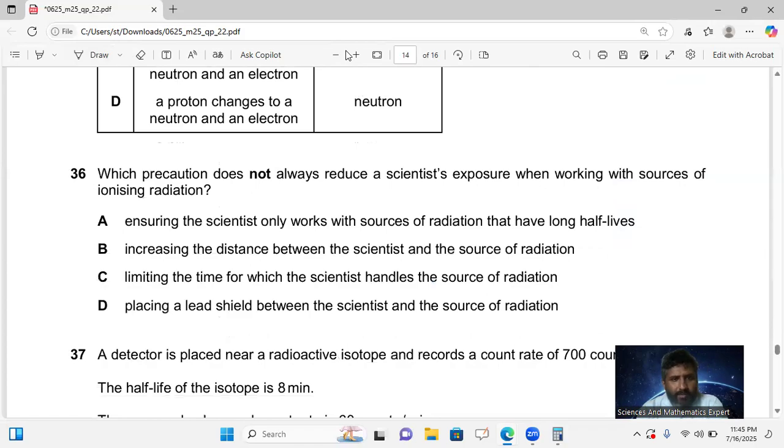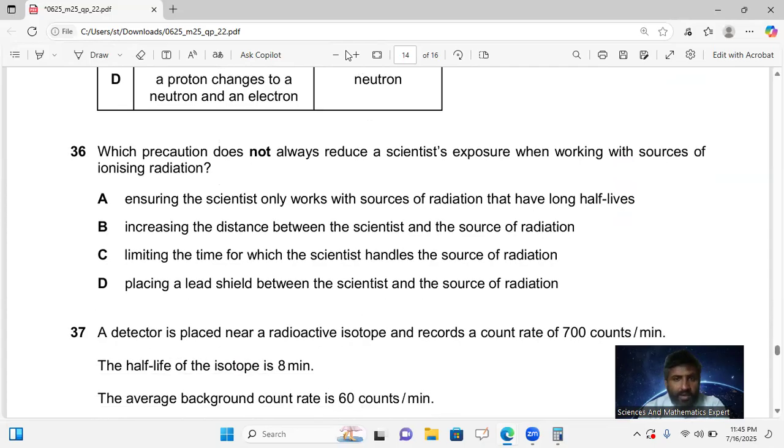Which precaution does not always reduce scientist exposure when working with a source of ionizing radiation? We say ensuring the scientist only works with sources of radiation that have long half-lives. Yeah, it's good. When the half-life is long, the rate of decay, the rate of emission of radiation, is very low, and we can take it into account.